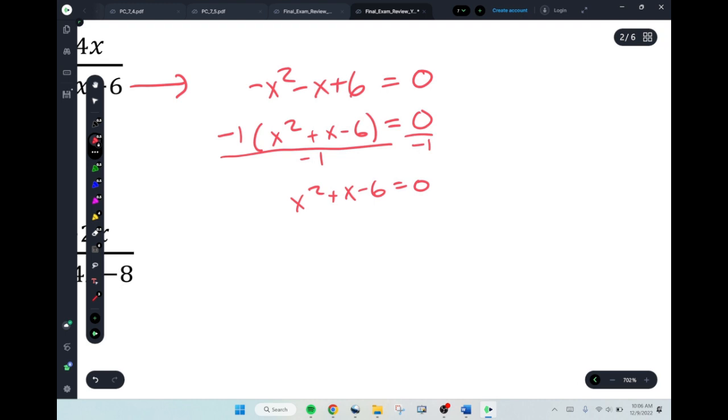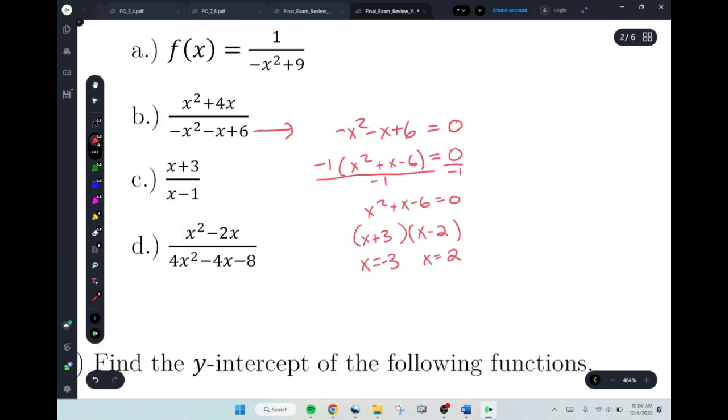This is the same problem we had a second ago that Caden did it for us earlier. X plus 3, x minus 2. Okay, so what does that mean? X equals negative 3 and x equals 2? What did we just find? We found vertical asymptotes. If this were just that problem, those are x-intercepts, right? Those are x-intercepts of that parabola. For this whole problem, what are those called? Because this is the bottom, right? So these are technically vertical asymptotes.